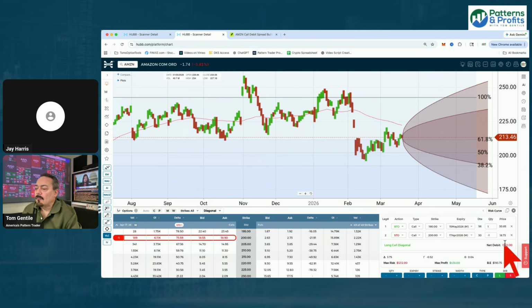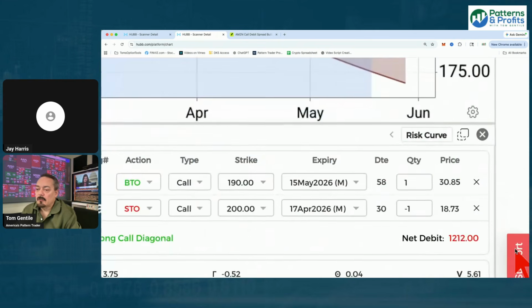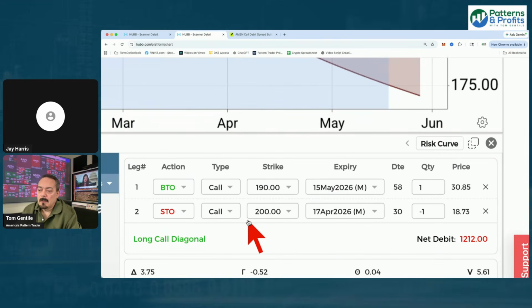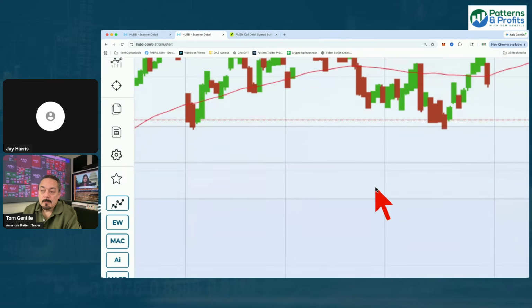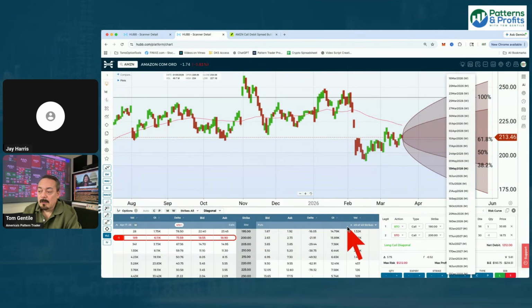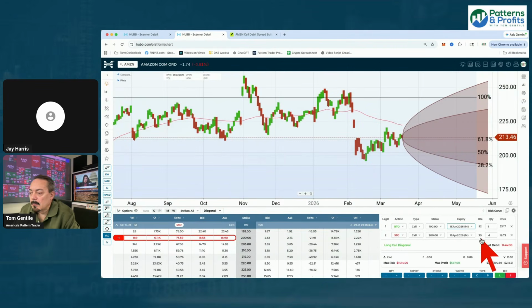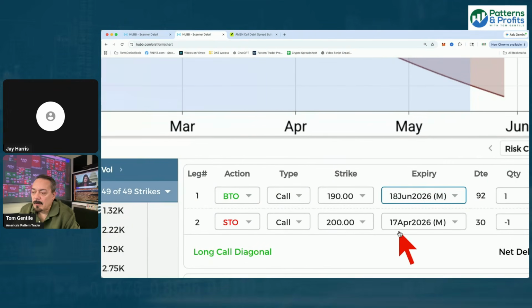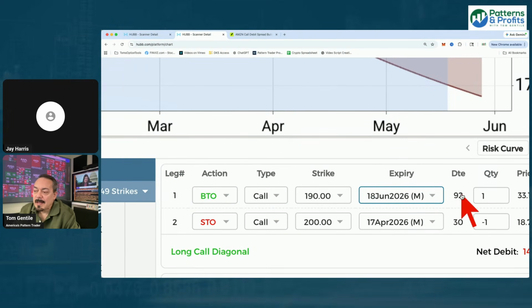Now what I have is a diagonal spread. If you look over here to the right, what am I doing? I'm buying the 190s for May, and I'm selling the 200s for April. But what if May was not enough? Maybe I need to go out and look at June. Right, so if I put the June out here, now I've got 92 days to expiration on the buy side. I've got 30 days on the sell side.